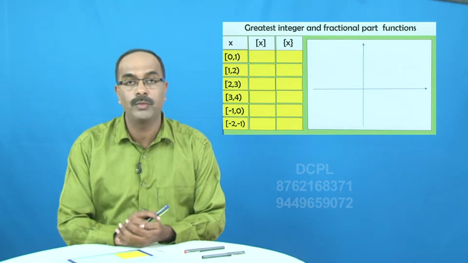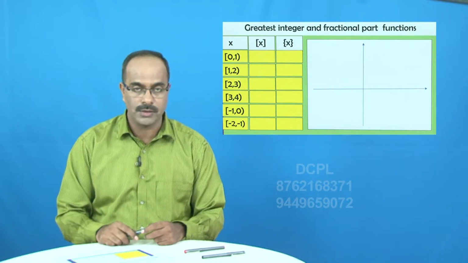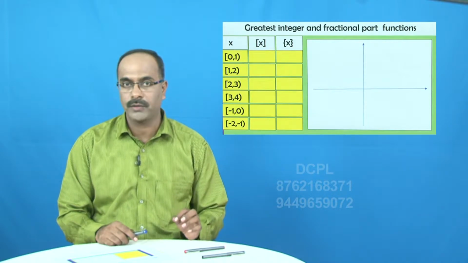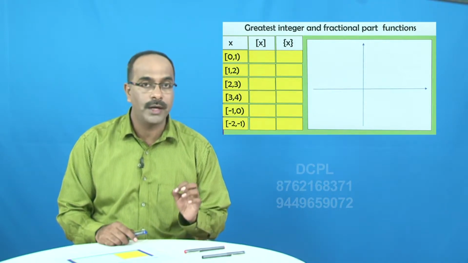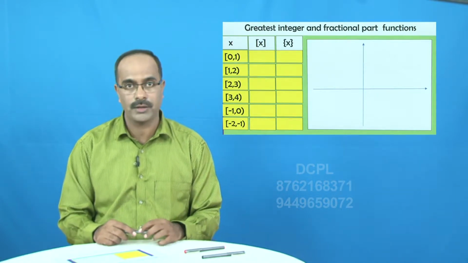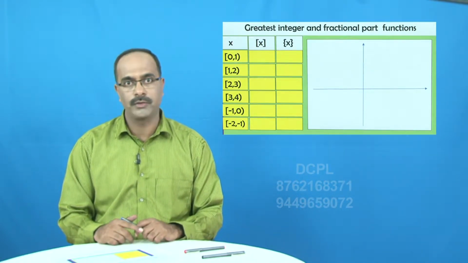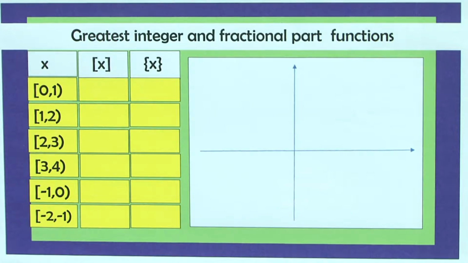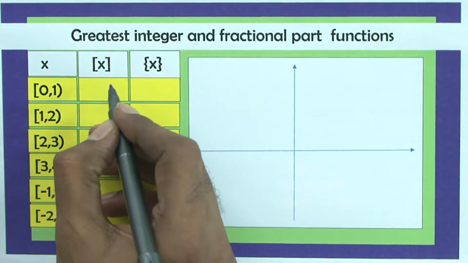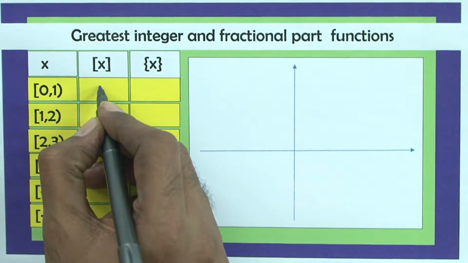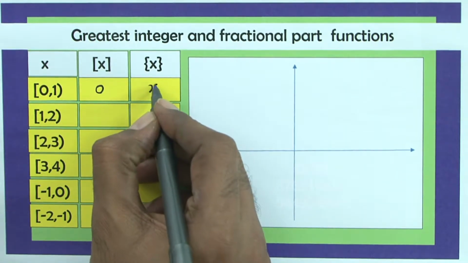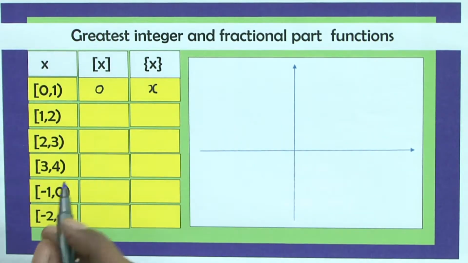Let us talk about fractional part of x, dear students. We have understood about integral part of x. Now let us understand fractional part of x and particularly the graph of fractional part of x. Look at this once again. When x lies between 0 and 1, integral part of x is clearly 0. Fractional part of x is x. This we have understood just now.